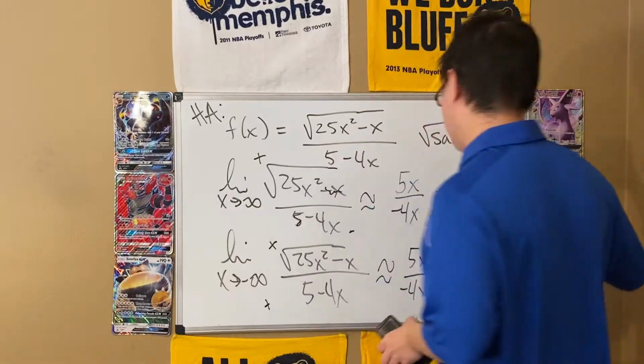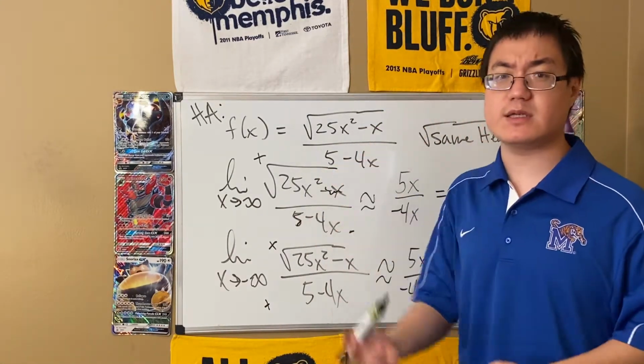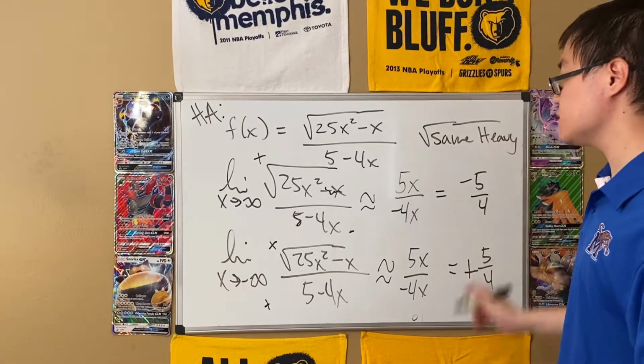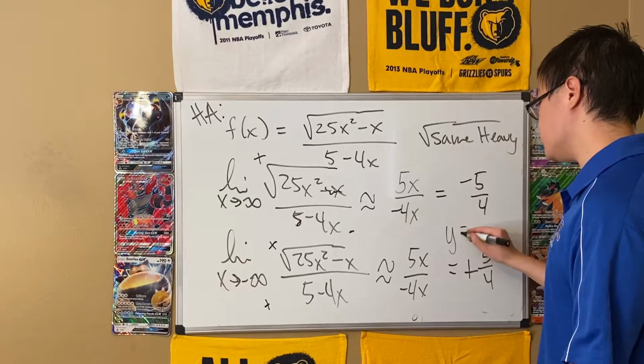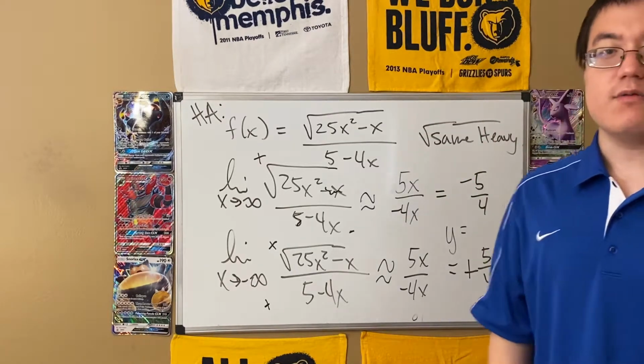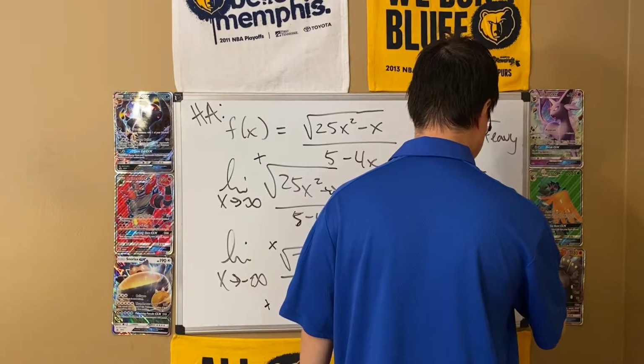All of that is to say that here we have two answers. Keep in mind that this is not two one-sided limits, so we actually do have horizontal asymptotes. You can have two horizontal asymptotes. In this case, our answer is going to be y is equal to 5/4, y is equal to negative 5/4, so it's going to be plus or minus 5/4.